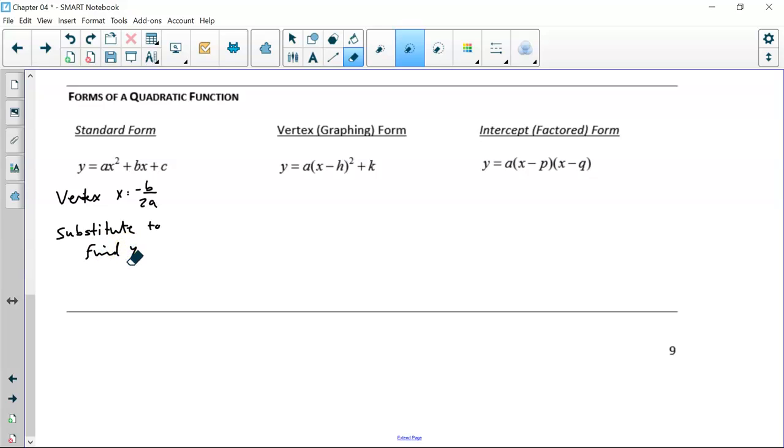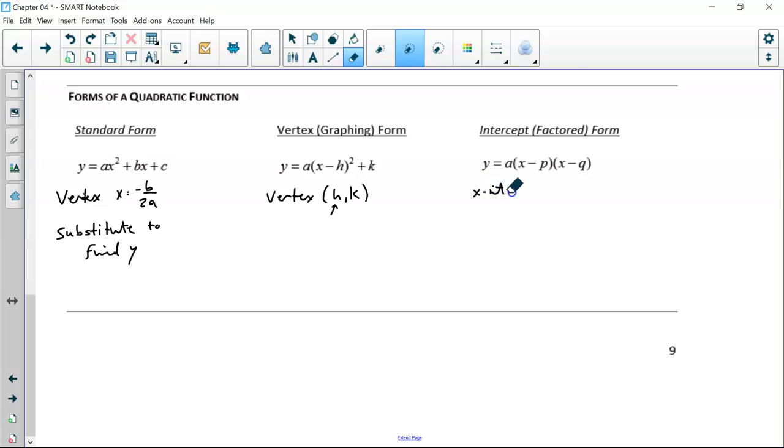Now, the graphing form, the vertex form, it's nice because the vertex is given to you. The vertex is at h and k. Remember, be careful with your sign for h. It's always the opposite. And now, intercept form, that factored form, we're given the x-intercepts.